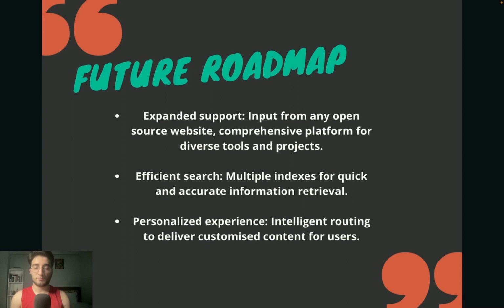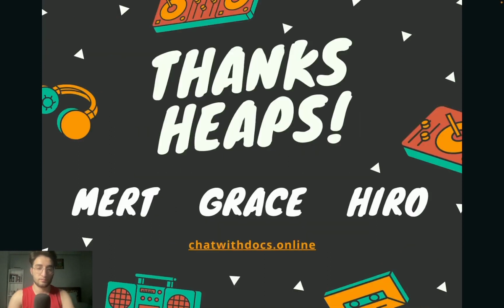In our future roadmap, we want to support more open source packages and more open source documentation websites, and we want to build a comprehensive platform for diverse tools and diverse open source packages. We also want to increase the index numbers to get better results, get quick and accurate information, and we want to improve our intelligent routing for customized content for users.